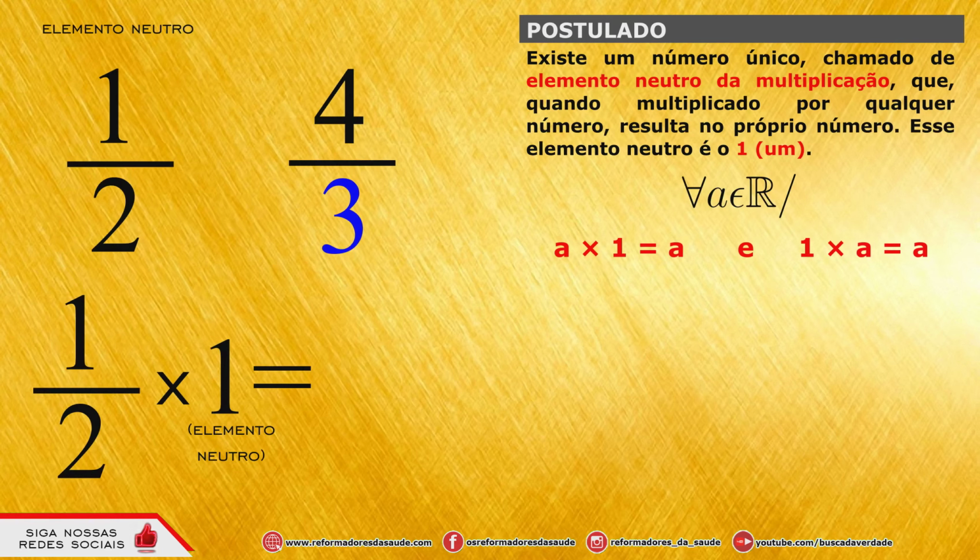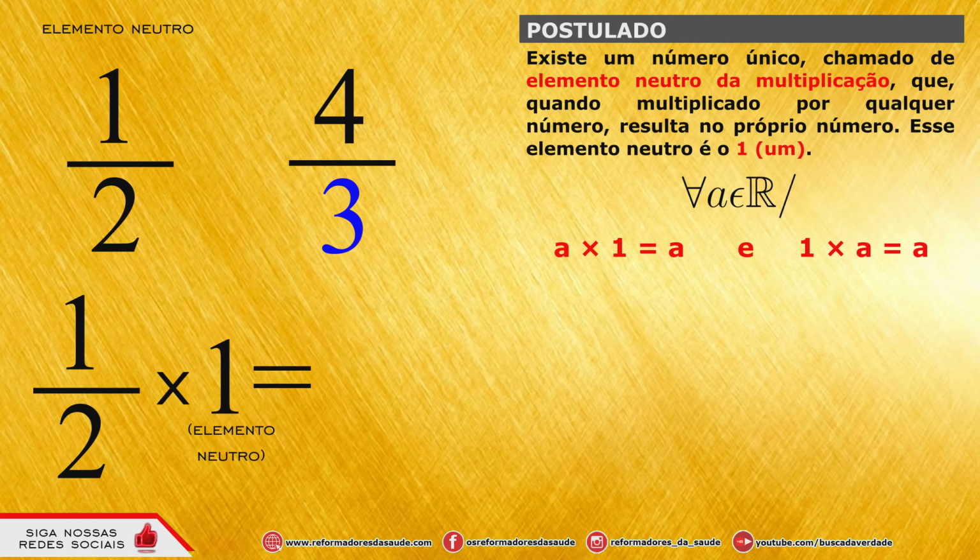Example: I have two fractions, 1 divided by 2 and 4 divided by 3. In the first fraction we have the denominator 2, but we do not have the denominator of the other fraction, which is the number 3, only the number 2. So I will include the 3, denominator of the second fraction, in the first fraction, using the neutral element.